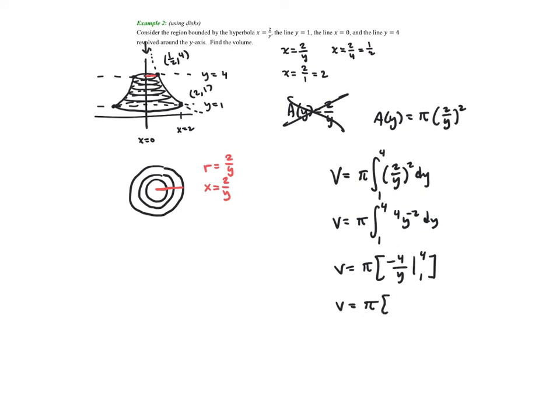Okay, let's take a look here using FTC. That will be negative 1 minus negative 4. This is kind of pleasing. Very nice. Looks like we would get a volume of 3 pi units cubed. Very good. Guys, that's disk method.